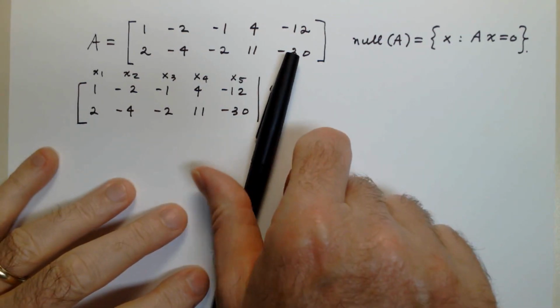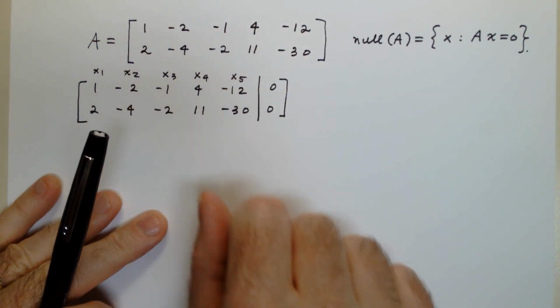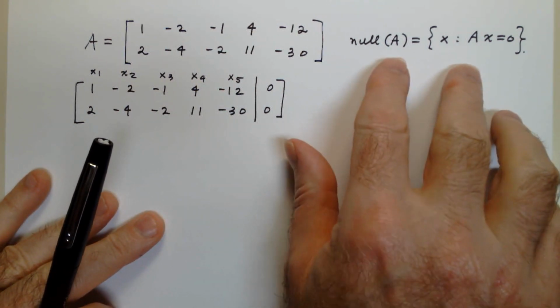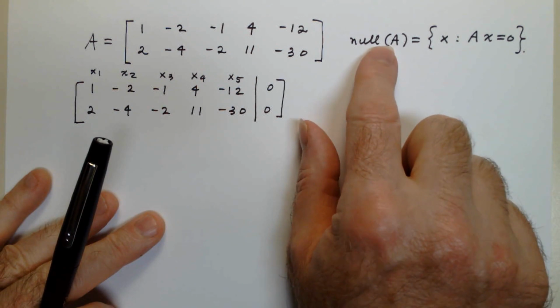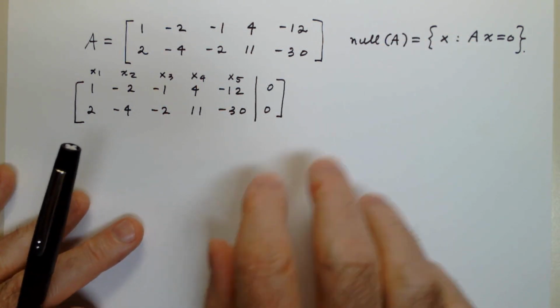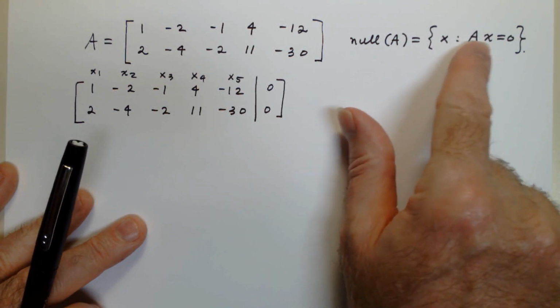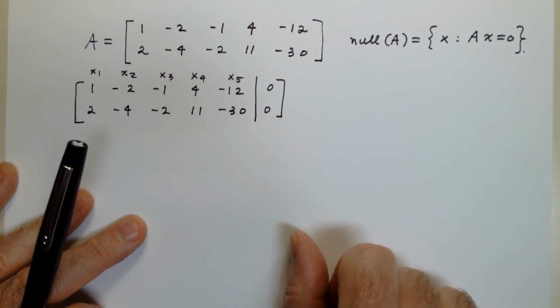Welcome to the document camera. We've been given a matrix A with 2 rows and 5 columns, and we've been asked to find a basis for the null space of this matrix. Now we know that the null space of the matrix corresponds to the solution set to this homogeneous equation.